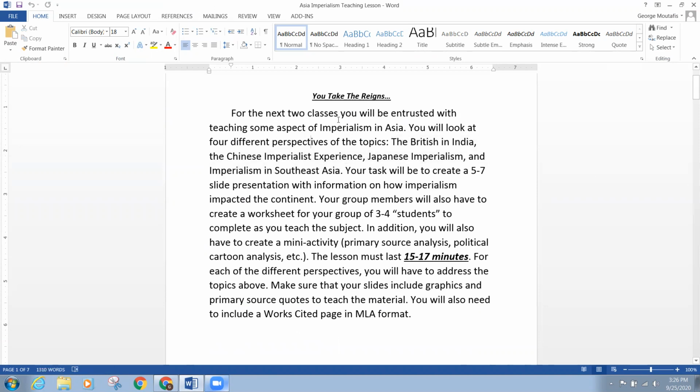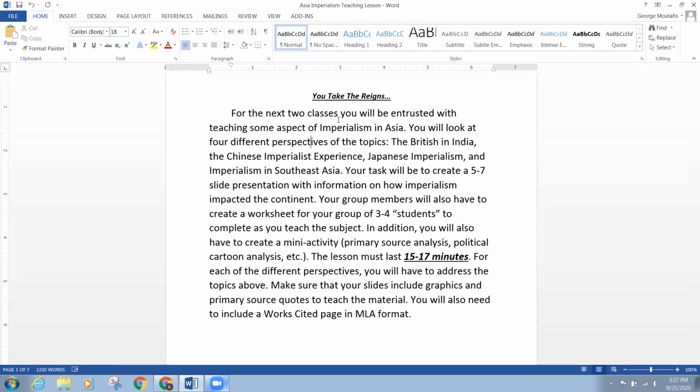Once we see each of these different perspectives, we create the picture of imperialism in Asia. I told the students that they had to create a PowerPoint slide to present the information. They had to create a worksheet where, when they were in their small individualized classrooms, they could teach their peers, and their peers could also take notes. This way they walk away from the lesson and have the resource they need to learn from.